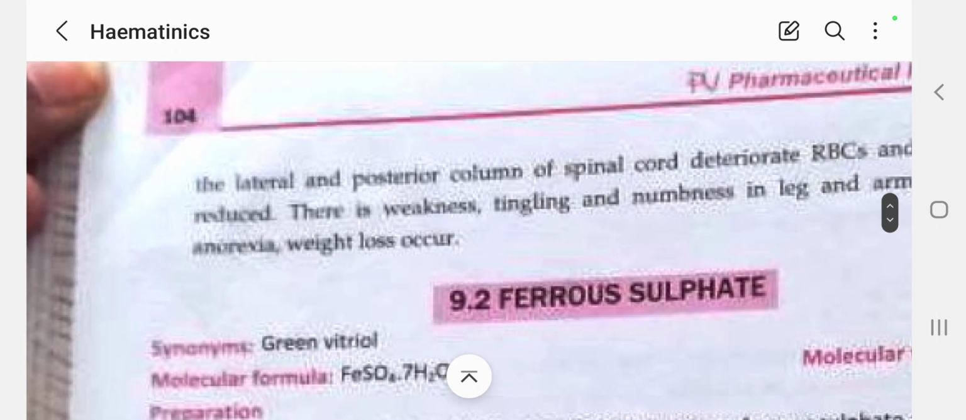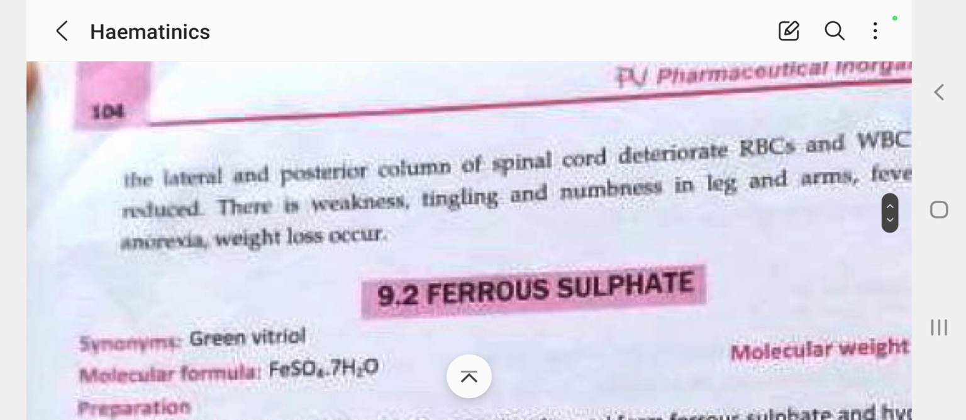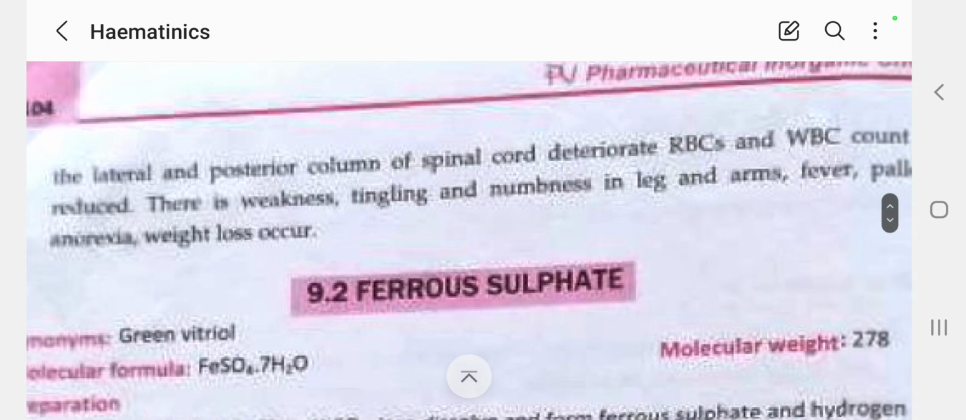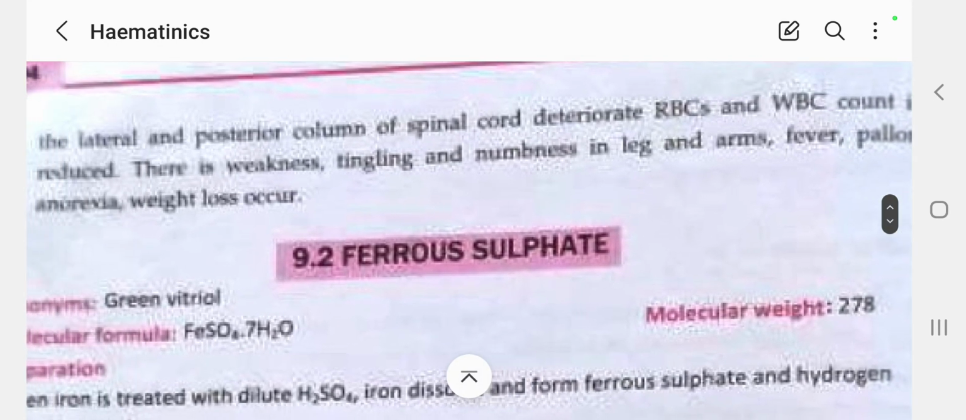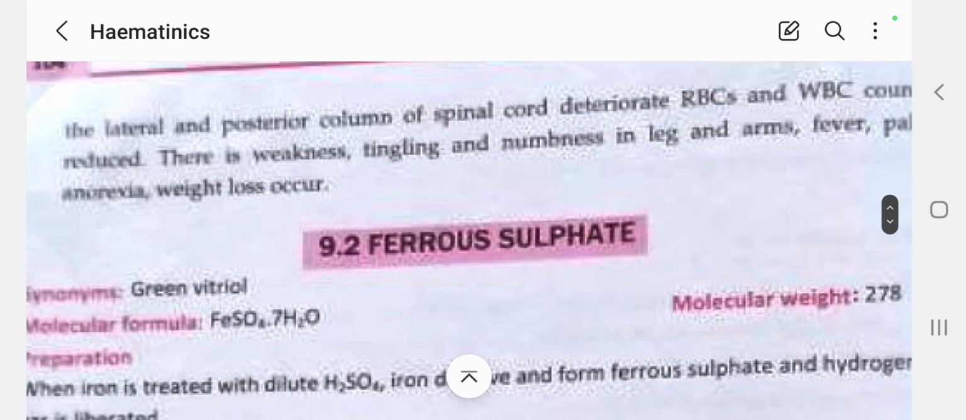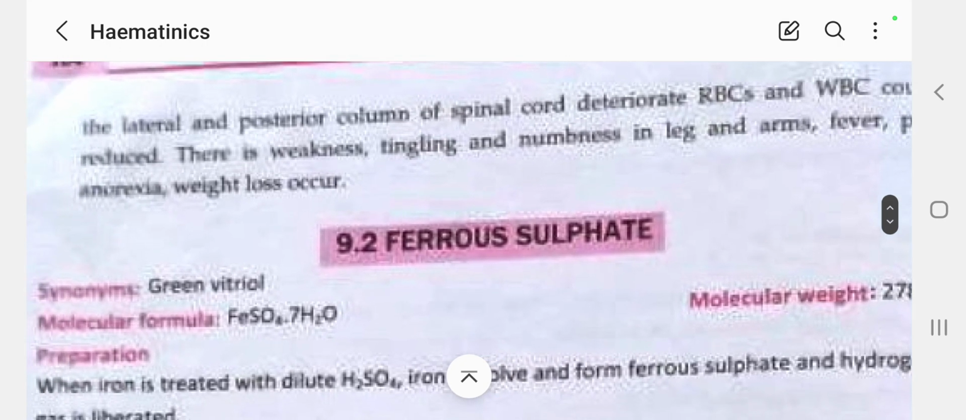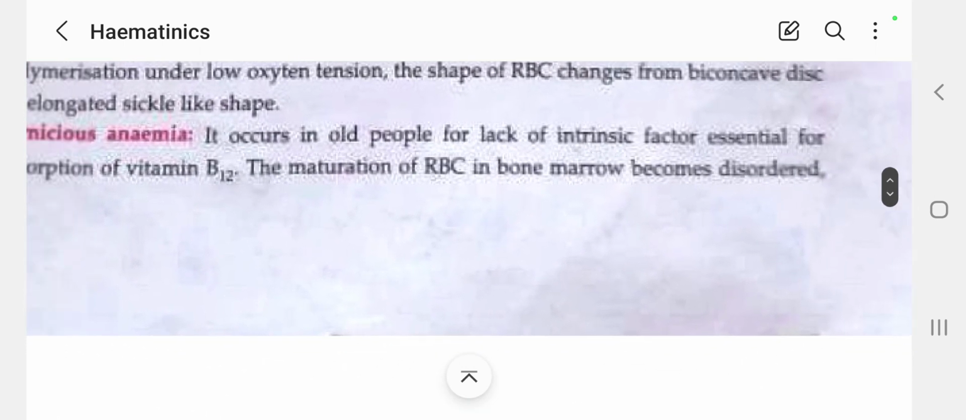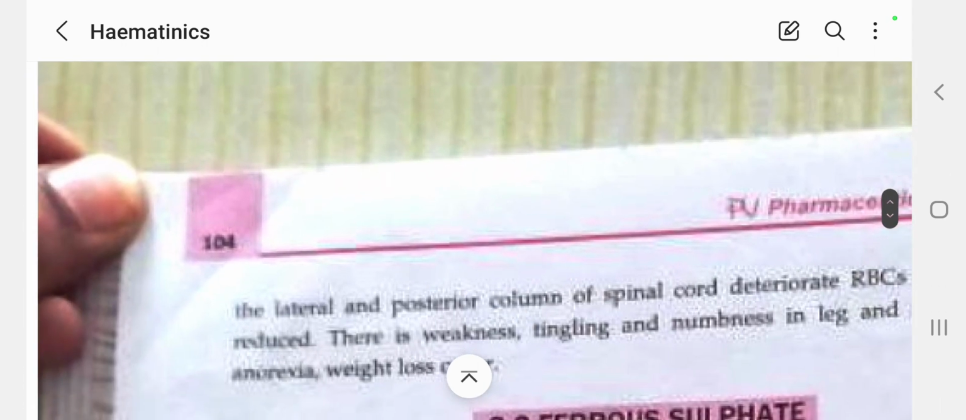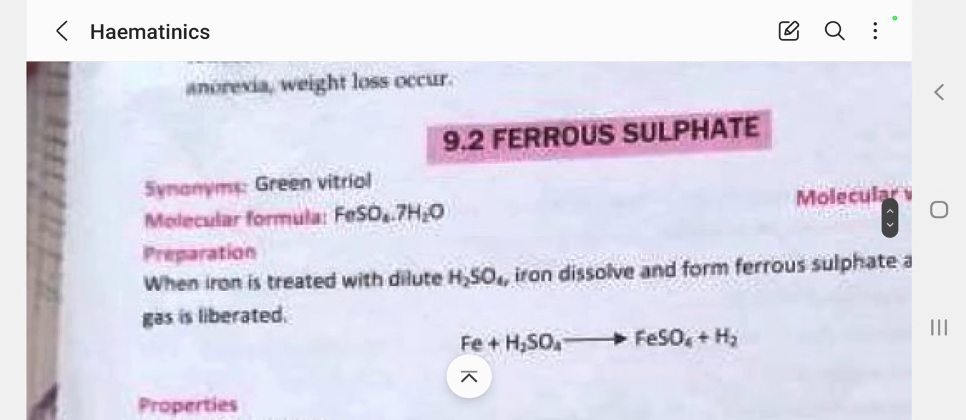The lateral and posterior columns of the spinal cord deteriorate, and RBC and WBC counts are reduced. There is weakness, tingling and numbness in the leg and arm, and fever, anorexia and weight loss occur. So these are the normal symptoms of pernicious anemia.